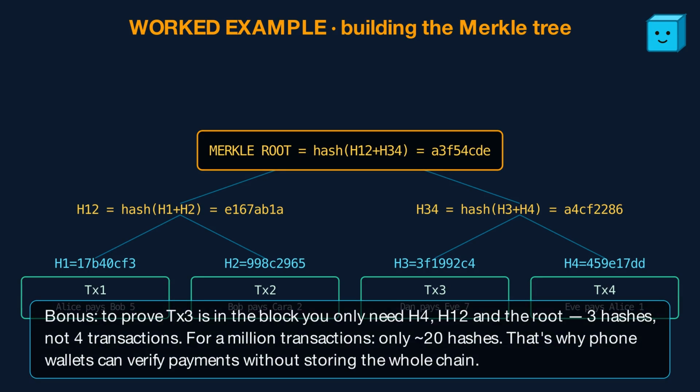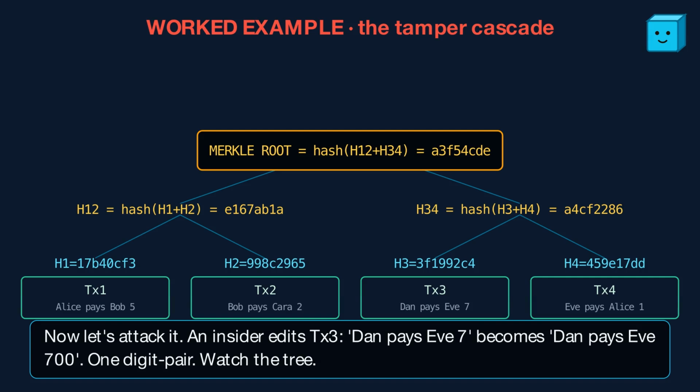Bonus. To prove TX3 is in the block you only need H4, H12 and the root. 3 hashes, not 4 transactions. For 1 million transactions, only about 20 hashes. That's why phone wallets can verify payments without storing the whole chain. Now let's attack it. An insider edits TX3. Dan pays Eve 7 becomes Dan pays Eve 700. 1-digit pair. Watch the tree.